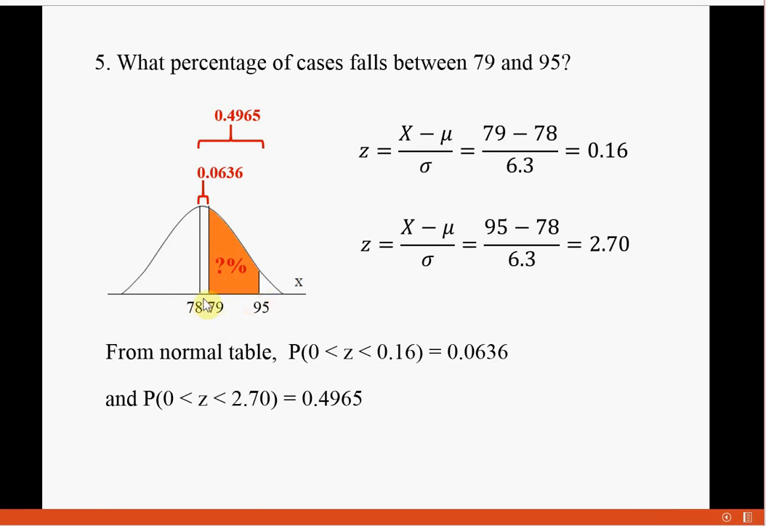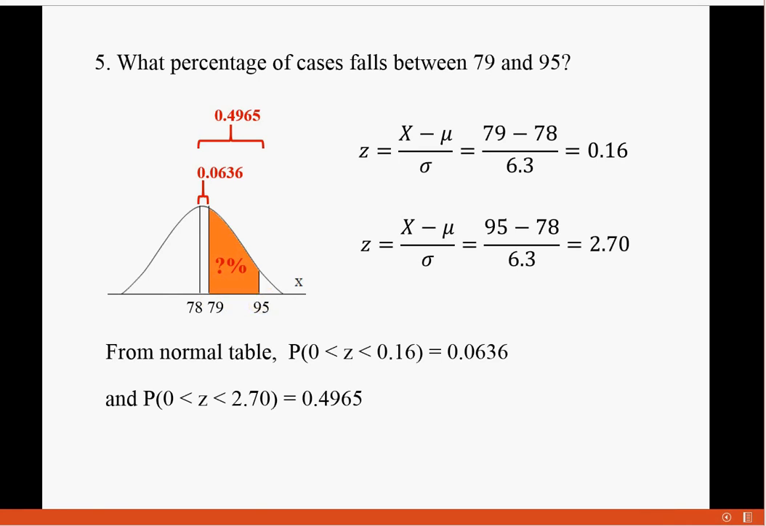Now look here, from 78 to 79 is 0.0636 or 6.36%. But from the mean 78 to 95 is 0.4965 or 49.65%. This is what we are looking for. We know the size from here to here. We know the size from here to here. What is the size from here to here?